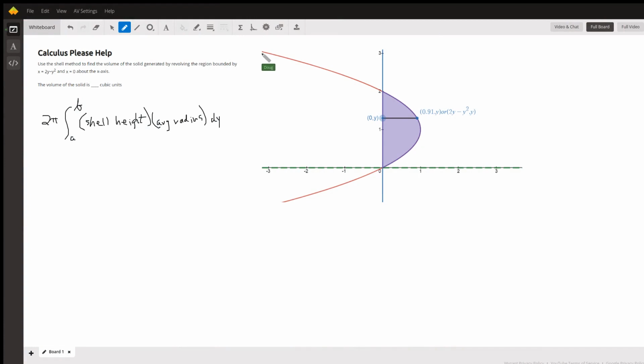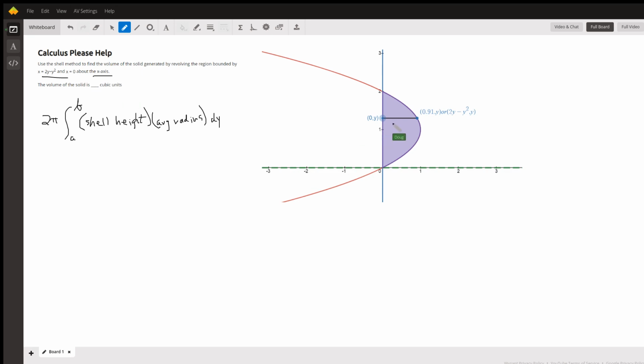Okay, here's the left opening parabola, x equals 2y minus y squared. And we're asked to find the volume of the solid that's generated if we revolve this region about the x-axis. That's this solid, or this green dashed line, using the shell method.